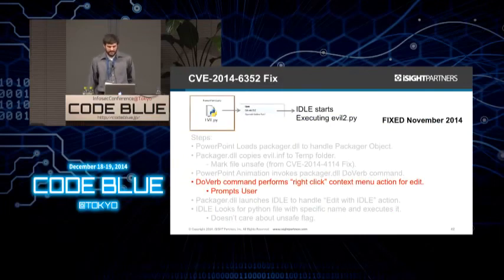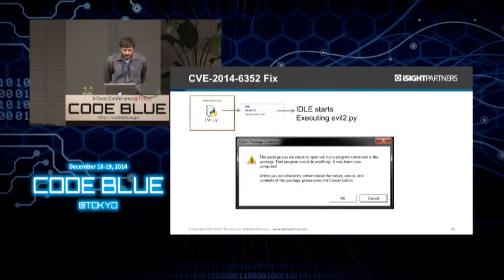So the real fix happened in November, and what they've done now is this: every time you go to do a verb, the right-click context menu, it's now going to prompt the user. The package you are about to open will run a program contained in the package. That program can do anything. It may harm your computer. Unless you are absolutely certain about the nature and source, press cancel. So I read that and I say, okay, I'm going to press cancel. But some users just like to click OK.